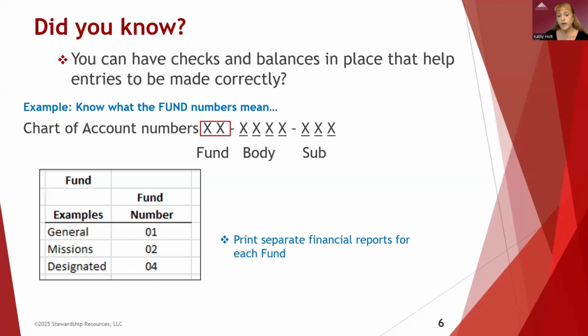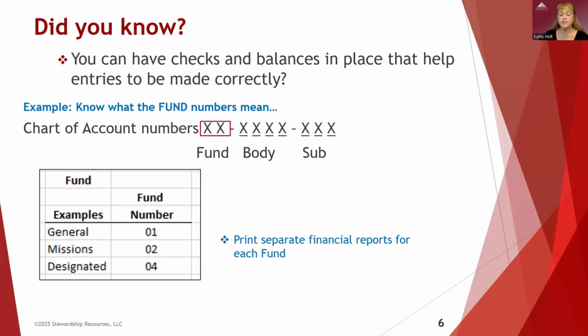So did you know that every chart of account number has 2 numbers, then 4 numbers, then 3 numbers? Now, the first 2 numbers is the fund number. And we already talked about how you can use separate accounting funds with their own unique chart of accounts in order to print separate income and expense statements for each fund. The separate funds are identified by the first 2 numbers of the chart of accounts. So the example here is the general fund is 01, and that's your unrestricted. Your missions fund is 02, and your designated fund is 04.